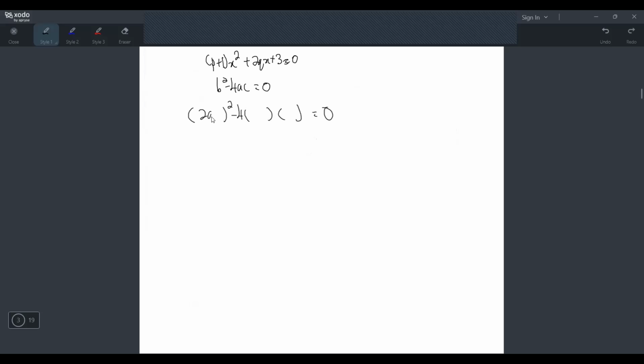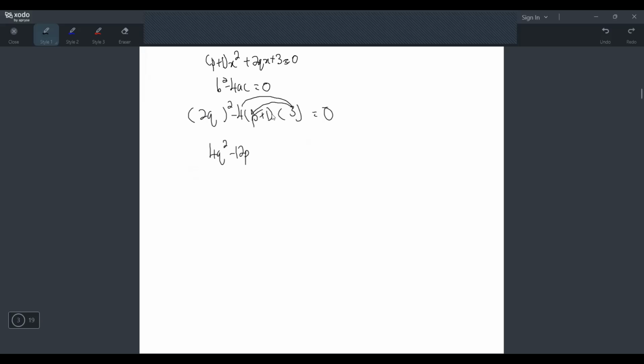So the b is 2q, the a is p plus 1, and the c is 3. 2q squared, you will end up with 4q squared, negative 4 times p plus 1 times 3. But you can multiply here first, then only multiply here. Negative 4 times 3 is negative 12 times p, so negative 12p.